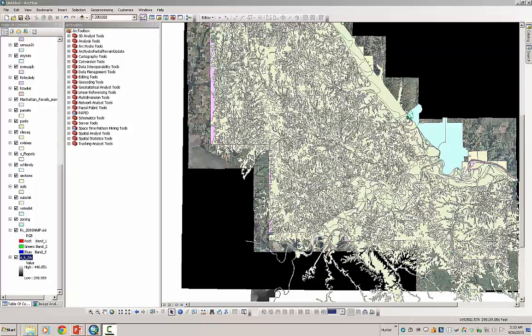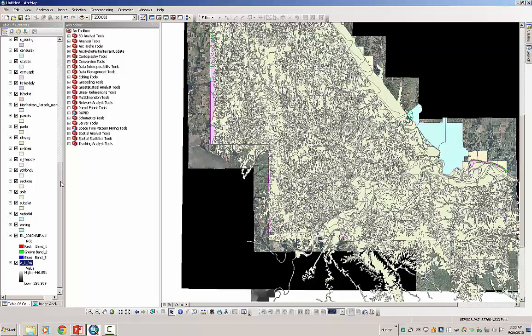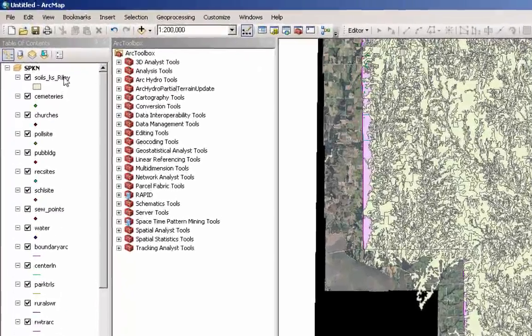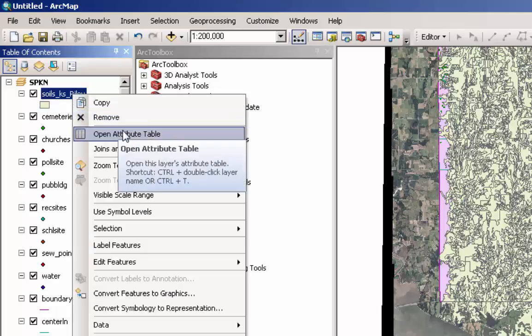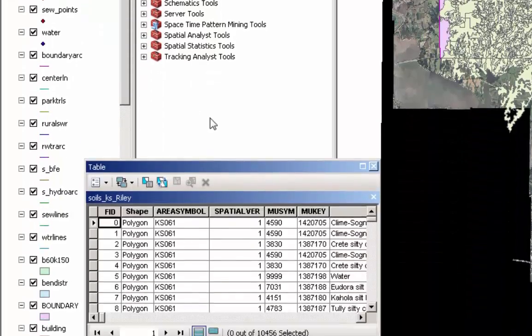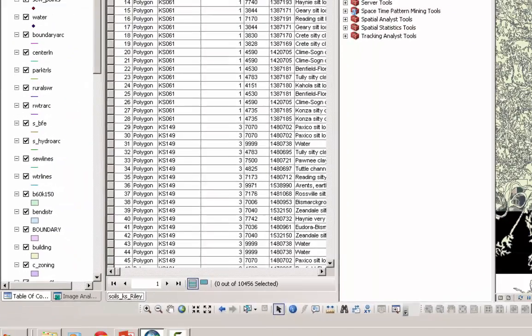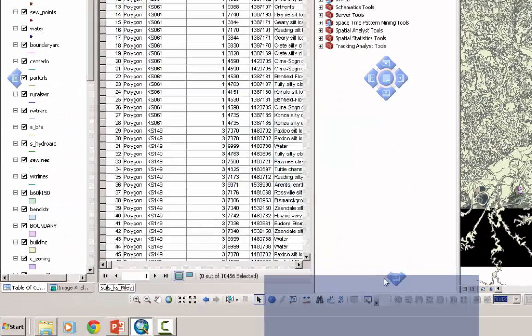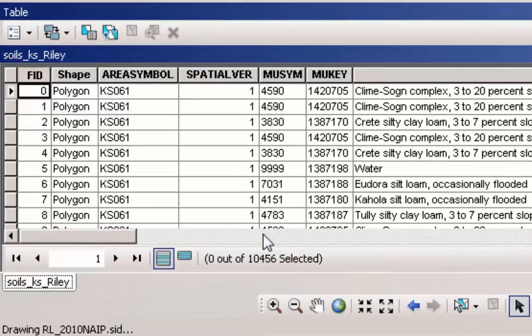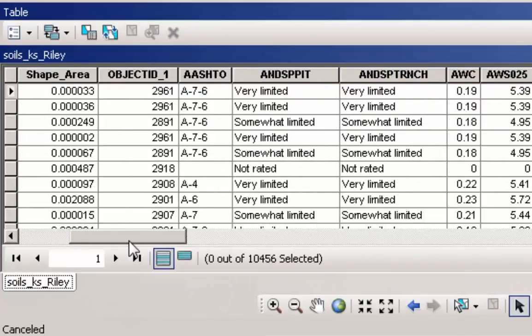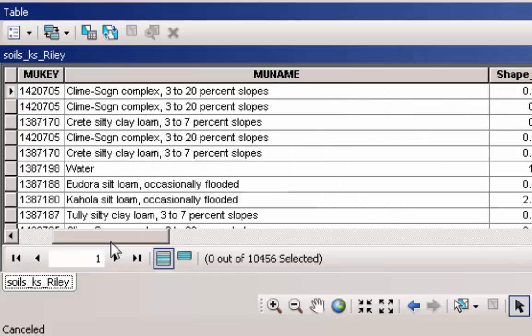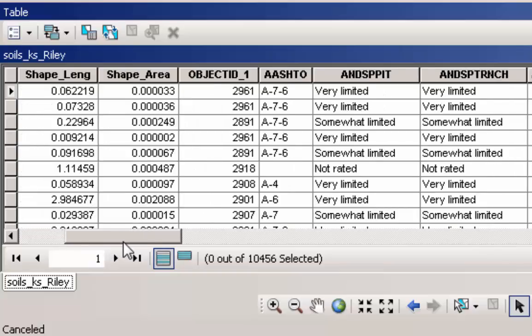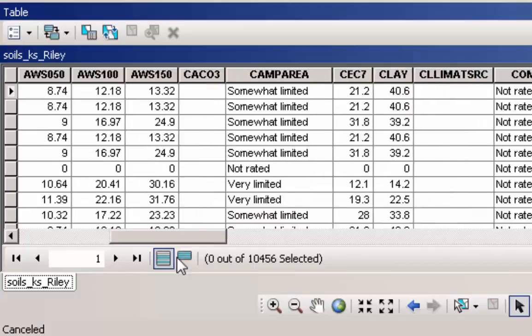So there's one more thing here I want to talk about when considering data types, and that is the very specific data types. So going back into my soils Riley, Kansas Riley, I'm going to open the attribute table. I'm going to dock this down here at the bottom. Notice that there are different types of data here. We have text, we have numbers with decimal values after them, and we have numbers without them.